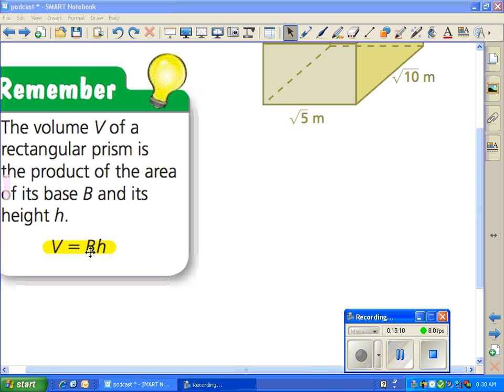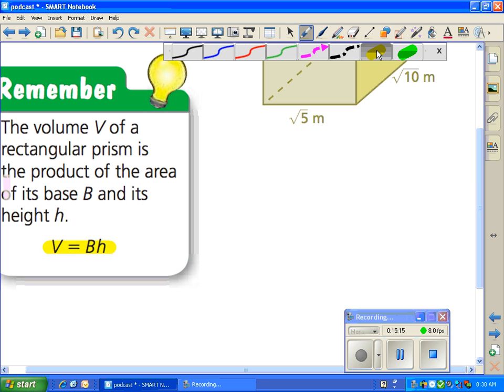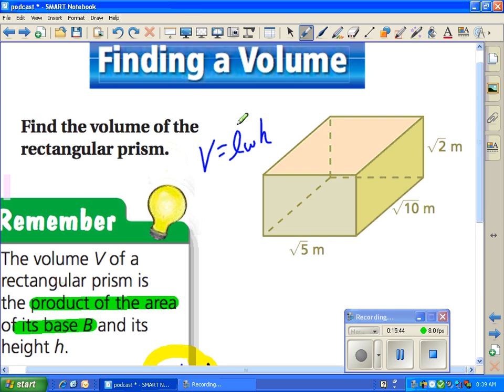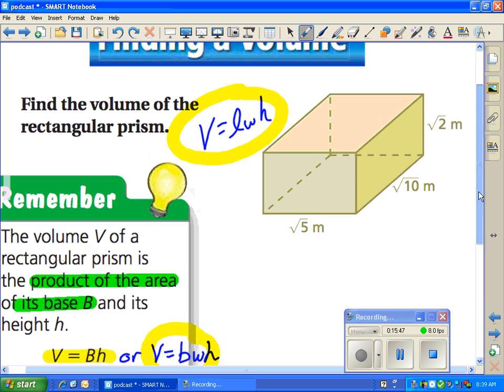Now remember, on the FCAT 2.0, when they use volume equals the base times the height, they get the base as the product of the area of its base. So what they do is they do square root of 5 times square root of 10 to get their base. Or the other way I've seen it written on the FCAT 2.0 is volume equals BWH. This is the one that I'm going to use because I'm used to using length times width times height.